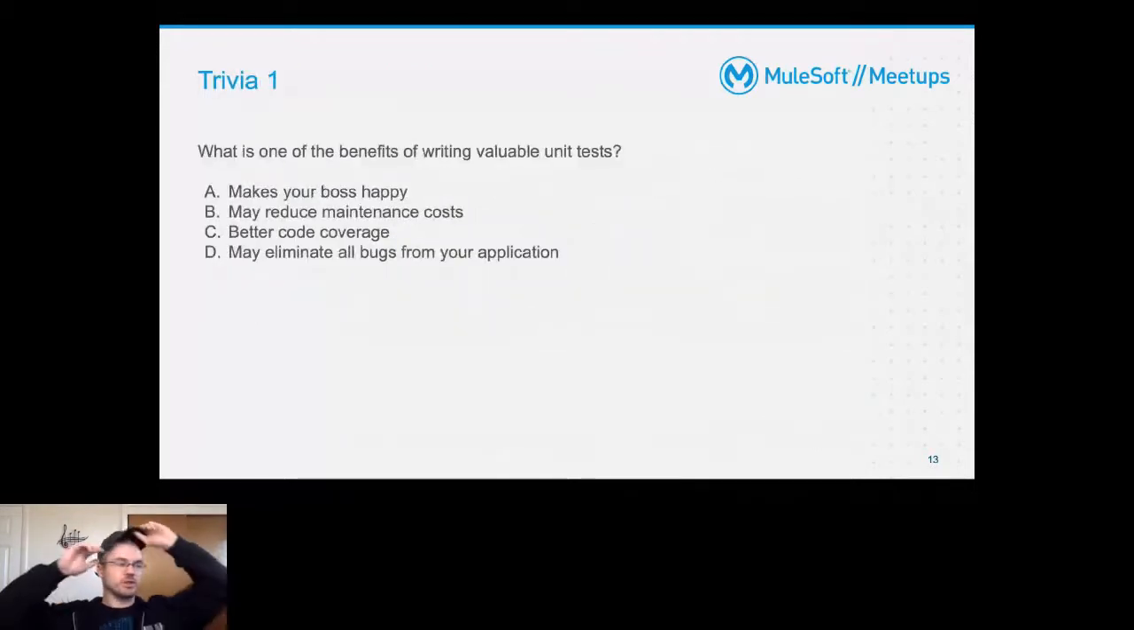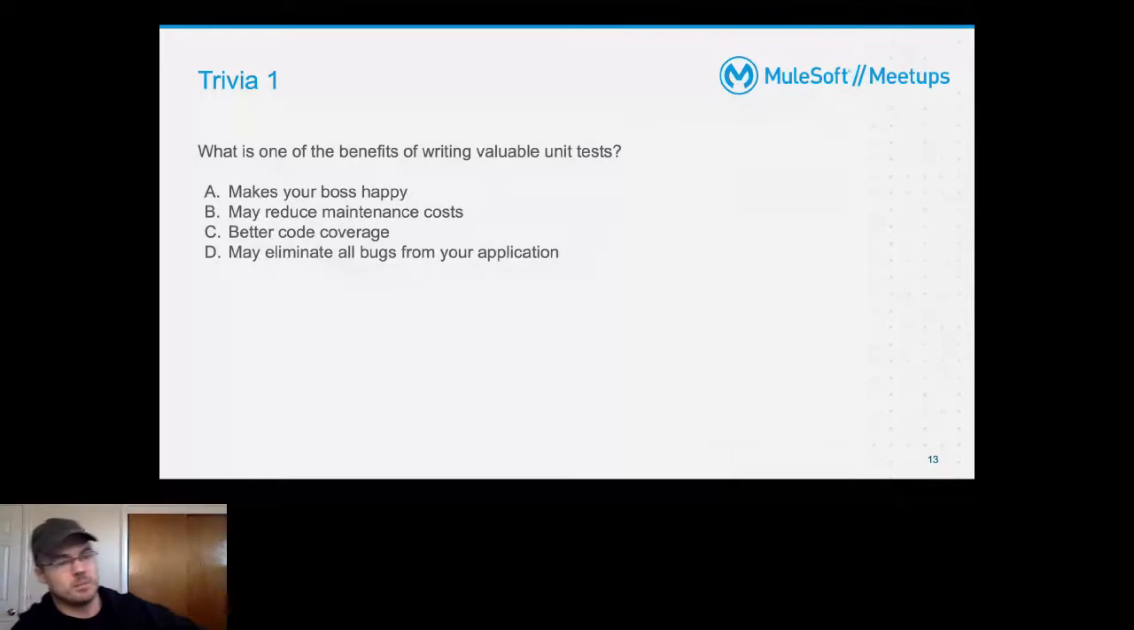Okay, so this brings up our first trivia question. What is one of the benefits of writing valuable unit tests? A, it makes your boss happy. B, it may reduce maintenance costs. C, you get better code coverage. And D, it may eliminate all bugs from your application. Please pick the best answer.